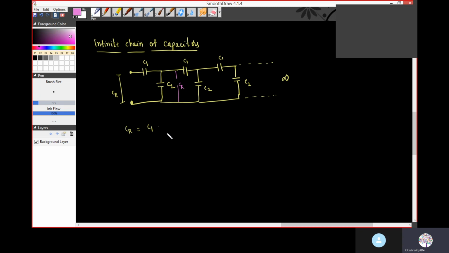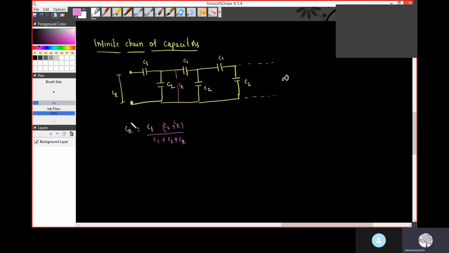So these two are in parallel, so C2 plus CR, and this is in series with this one. So C1 times C2 plus CR by C1 plus C2 plus CR gives the effective CR. Then I will multiply here and simplify this one. Now this might take time when you are doing it in real time for the exam.